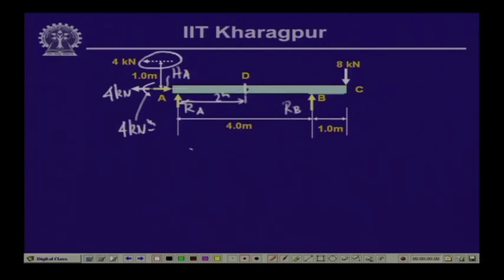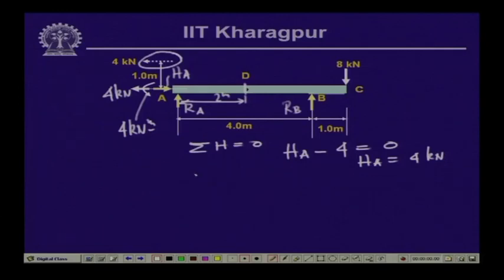Now, as we know the equilibrium of the forces, summation of horizontal forces equals 0. Here, with the assumed directions, H A is in the positive x direction, minus the 4 kilonewton axial force which is acting, equals 0. So, H A is equal to 4 kilonewton.